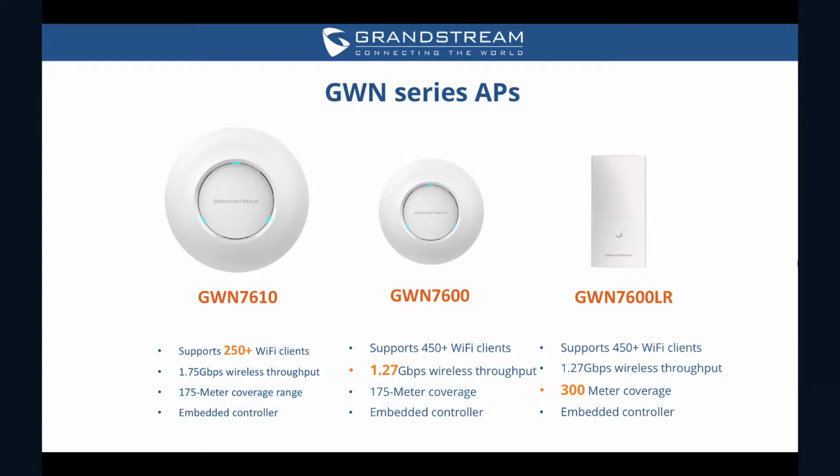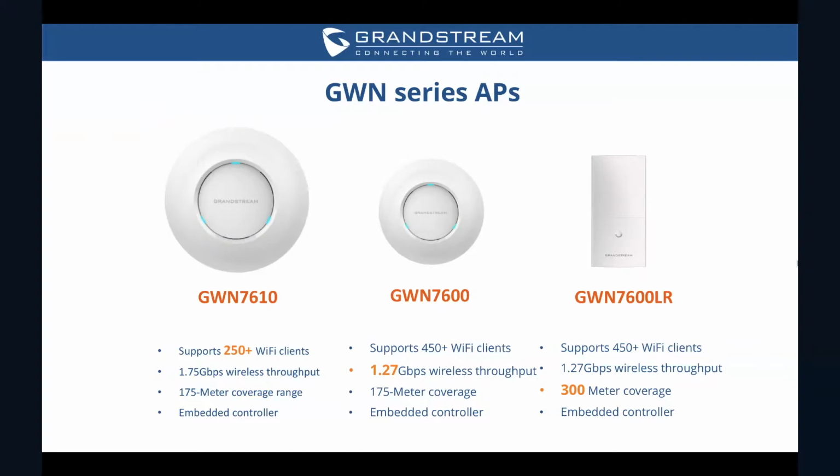Let's see, so judging by the answers, most of you got it right. One of the first two models that we came out with is the GWN 7610, which gives you the ability to support up to 250 clients, which was the answer to part A, with 175 meter coverage range and an embedded controller, which you can see mentioned in the bullet points on all our models here. It's ideal for office buildings, multiple floor locations, branch offices, basically for any business trying to expand their Wi-Fi coverage.